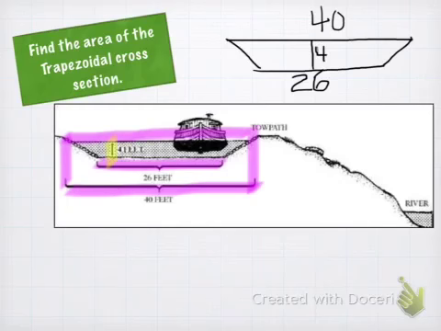So here is my little sketch, which is not very good, but my sketch of the trapezoid figure. And you can see that it has a base of 26 and another base of 40 and a height of 4. So I would like for you to find the area of the trapezoidal cross section of the Erie Canal.